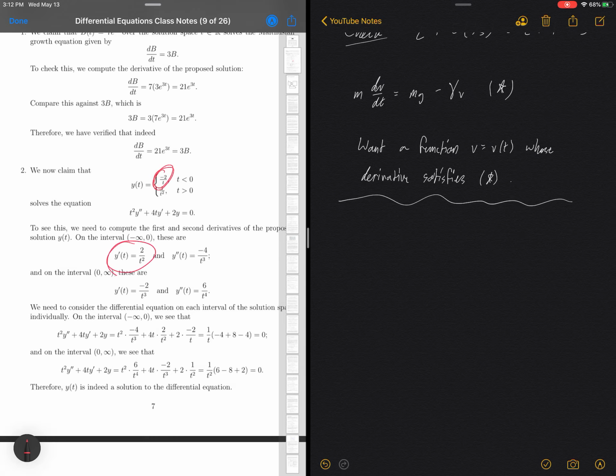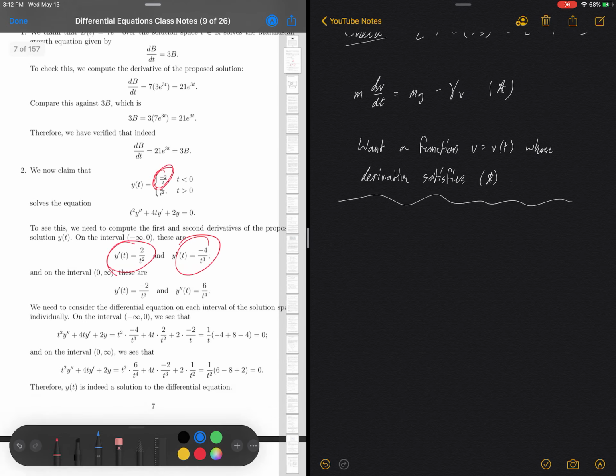When I do, if I differentiate this once, that gets me the y prime. So power rule on t to the minus 1 gives me that 2 over t squared. If I differentiate again, I pick up the second derivative, which is again a power rule on t to the minus 2. So I pick up a factor of minus 2, and that gives me the y double prime. And on the positive interval, I can play the same game.